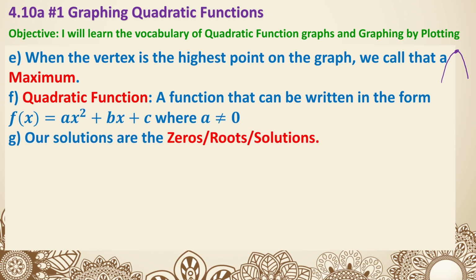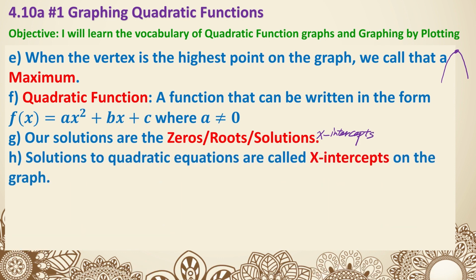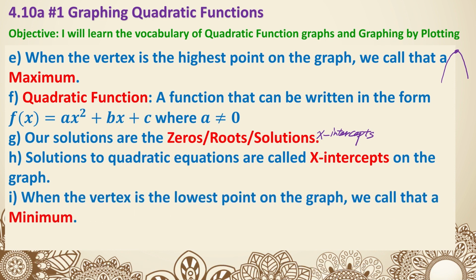Our solutions to equations are the zeros, roots, or, well, actually shouldn't be solutions, x-intercepts. So that's a typo. And H, solutions to quadratic equations are called x-intercepts on the graph. And when the vertex is the lowest point on the graph, we call that a minimum. So like this, a minimum.